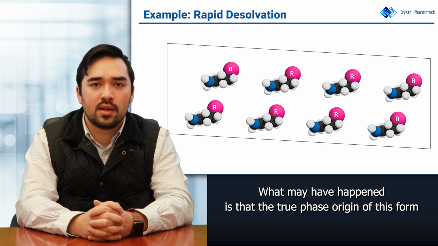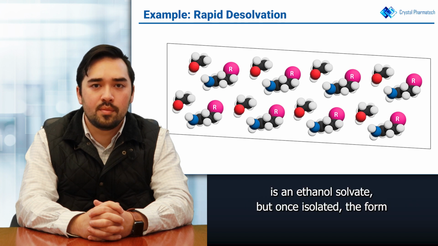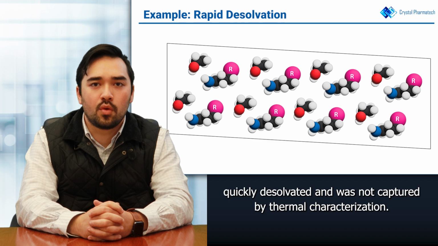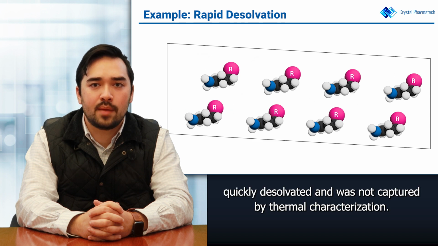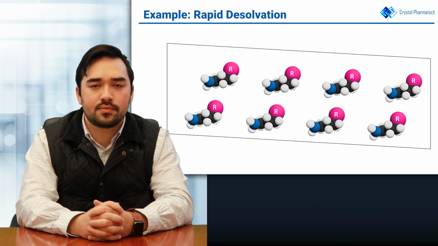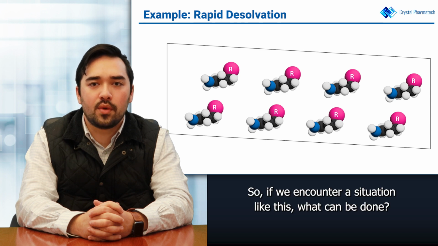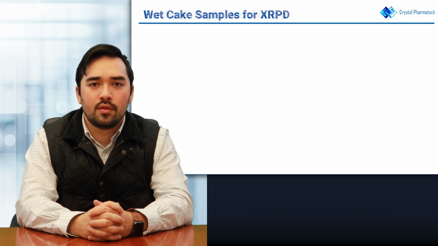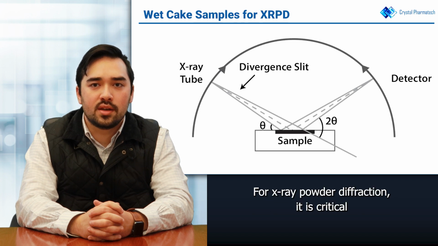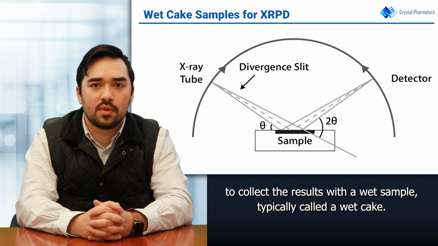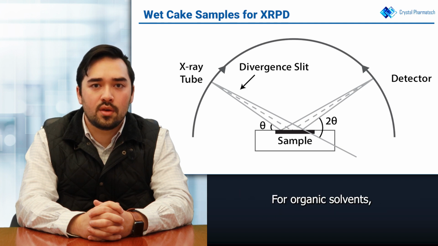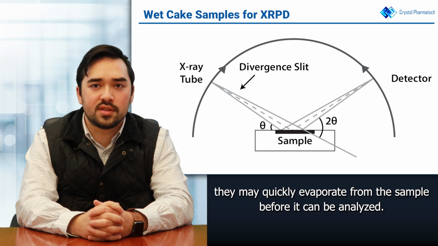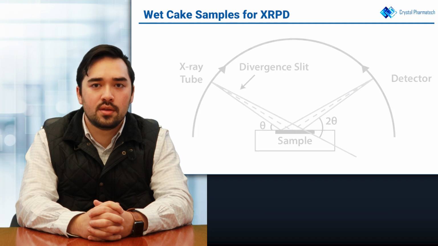What may have happened is that the true phase origin of this form is an ethanol solvate, but once isolated, the form quickly desolvated and was not captured by thermal characterization. So, if we encounter a situation like this, what can be done? For X-ray powder diffraction, it is critical to collect the results with a wet sample, typically called a wet cake. For organic solvents, they may quickly evaporate from the sample before it can be analyzed.